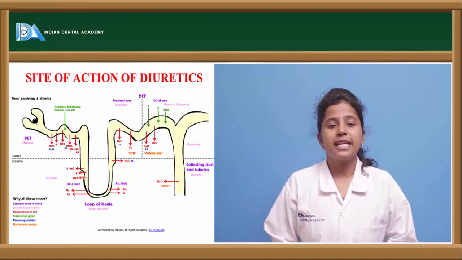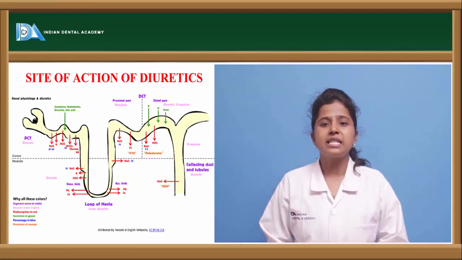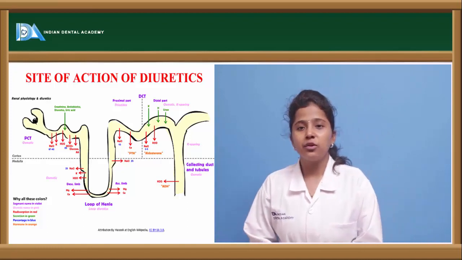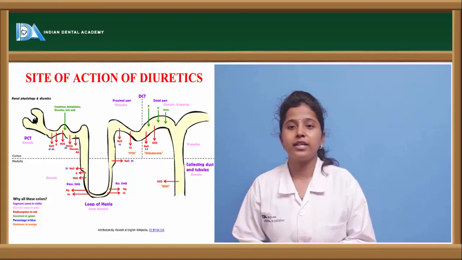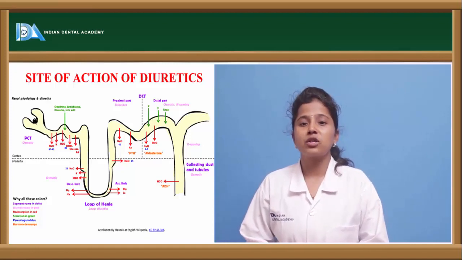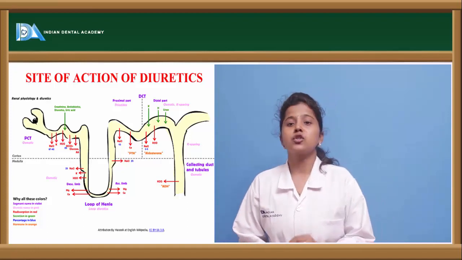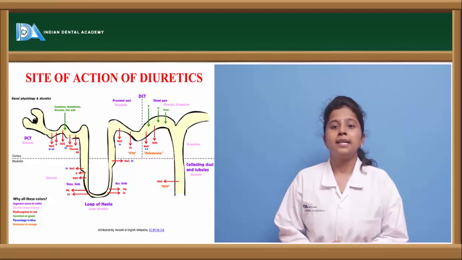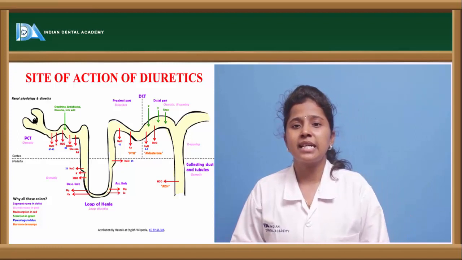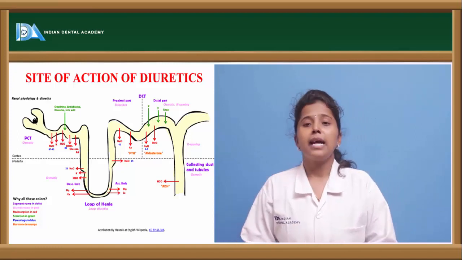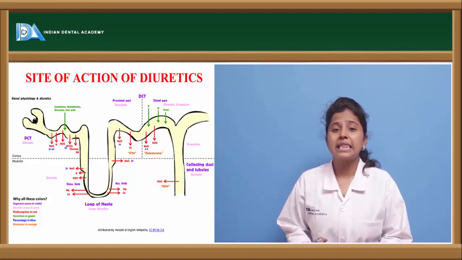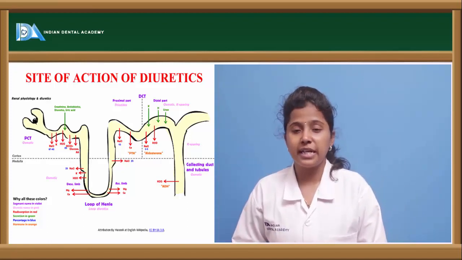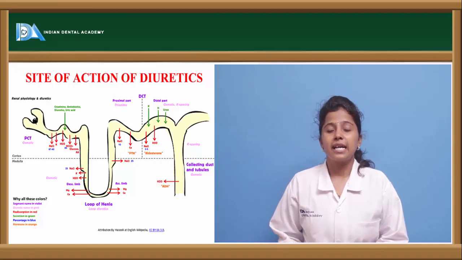Diuretics. The diuretics act at various parts of the nephron. So there are various categories of diuretics, like carbonic anhydrase inhibitors which act at the proximal convoluted tubule, osmotic diuretics which act at the descending loop of Henle, thiazide diuretics which act at the distal convoluted tubule, loop diuretics which act at the thick part of the ascending loop of Henle, and potassium sparing diuretics which act in the collecting duct.